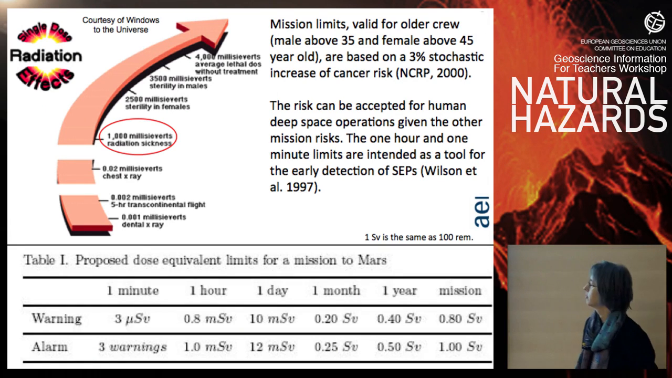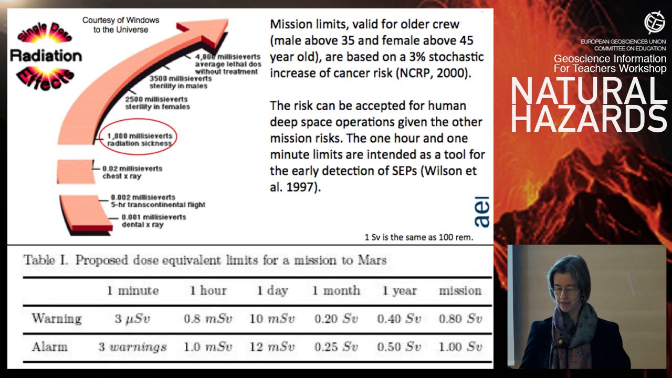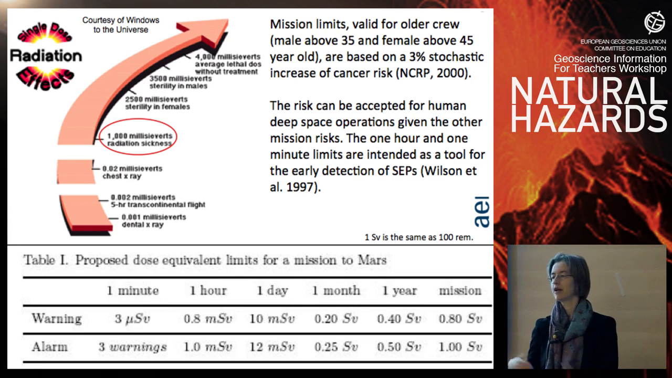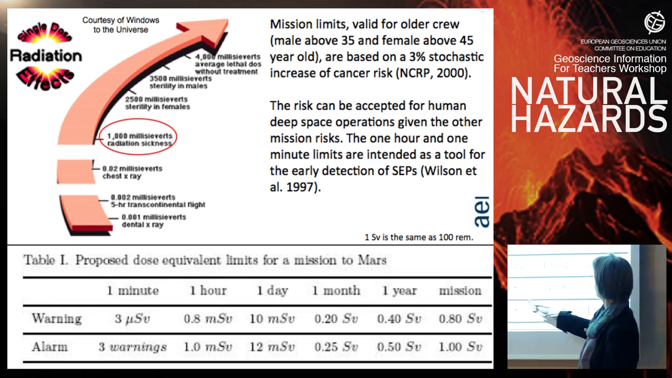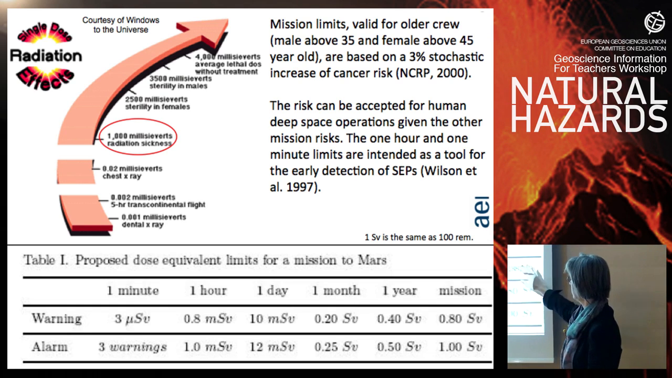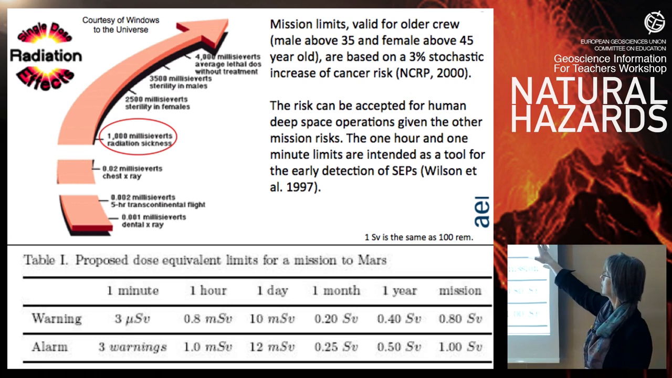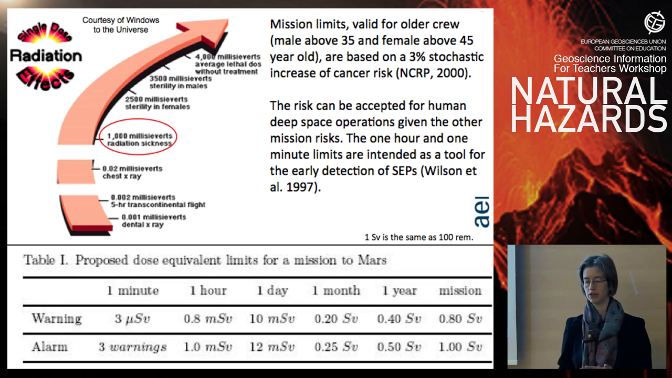And here, because people always ask too, what the dose limits could perhaps be. So actually there are different age groups. They had this 3% stochastic increase of cancer risk that is used as an identifier of when you may not fly anymore as an astronaut. And then there are different warning levels for 1 minute, 1 hour, 1 day. For one mission, the max is 1 sievert you can receive. This is about 100 rem. Again, to show all these things are taken into consideration.